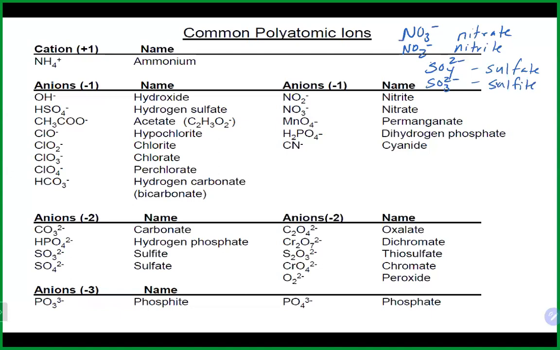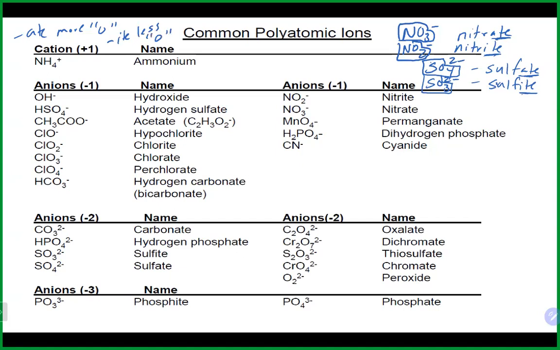They all have the same charge in this case, right? NO3-, NO2-. They both have exactly the same charge. The only difference is the number of oxygens. The one with more oxygens in this group ends in ate. The one with least oxygens ends in ite. Here, SO4 2 minus and SO3 2 minus. They both have the same charge. The one with more oxygens ends in ate, and the one with least oxygens ends in ite. So usually the one that ends in ate has more oxygens, and the one that ends in ite has fewer oxygens.